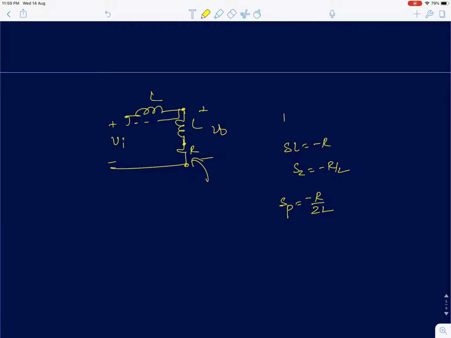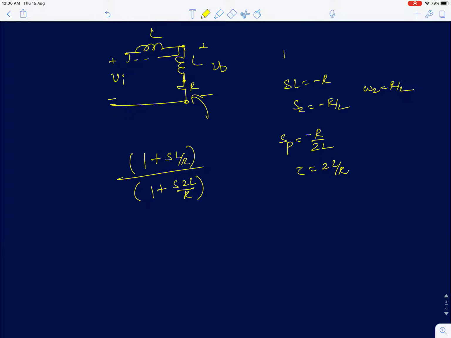So if I write the transfer function, it's going to be 1 plus S by omega_Z. So omega_Z is R by L, so SL by R, and then for the pole, the time constant is 2L by R. It's 1 plus S tau, so 1 plus S into 2L upon R. Again, we can very easily see that at high frequencies the circuit will simply reduce to two inductors and the gain is half. In this transfer function at high frequencies I can ignore the 1, so it will be SL by R over S 2L by R, and this will tend to half. So that's how you get that.